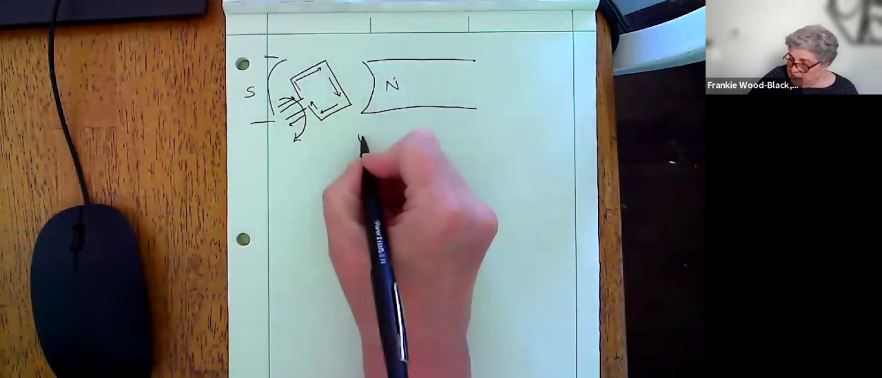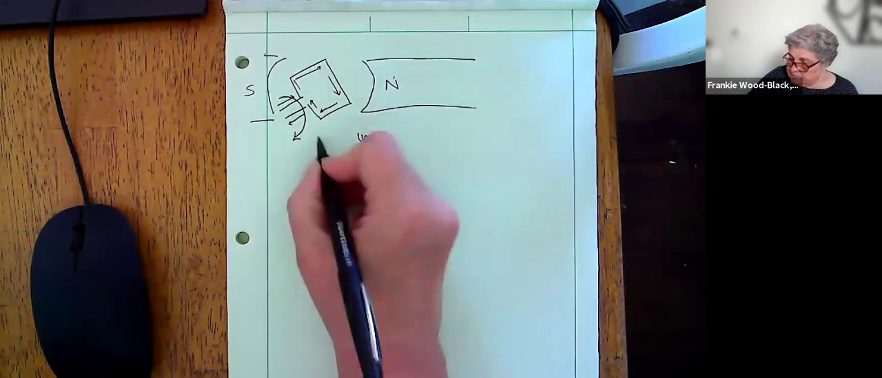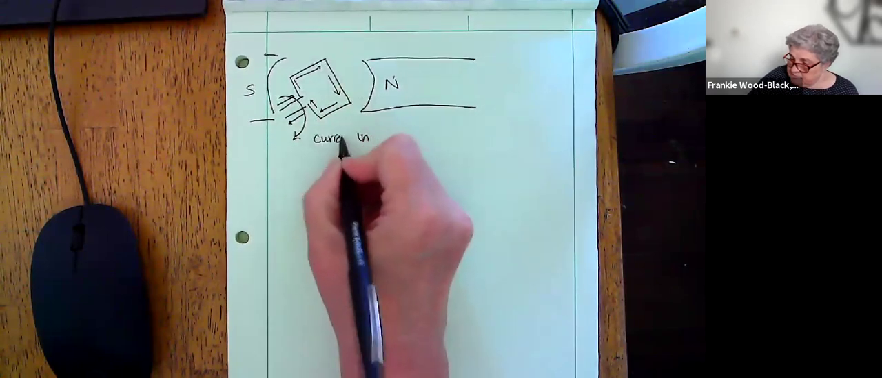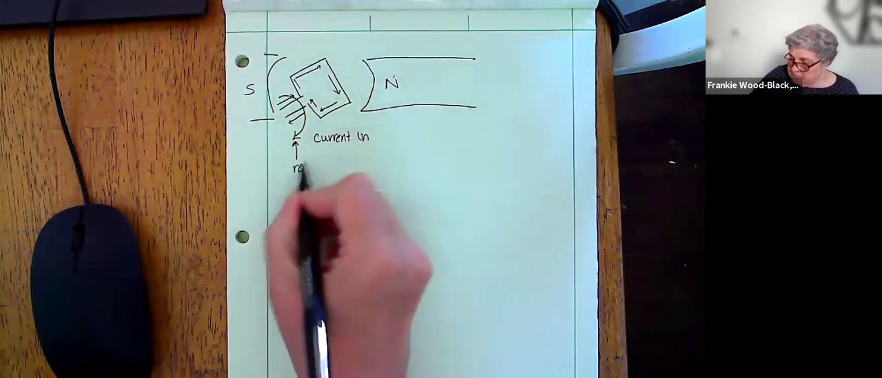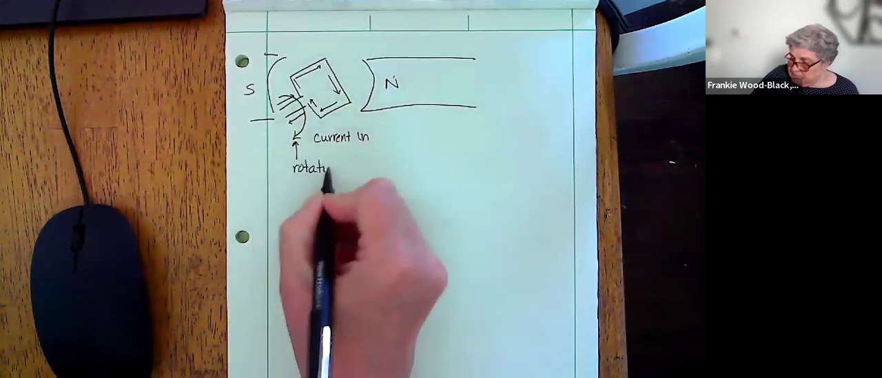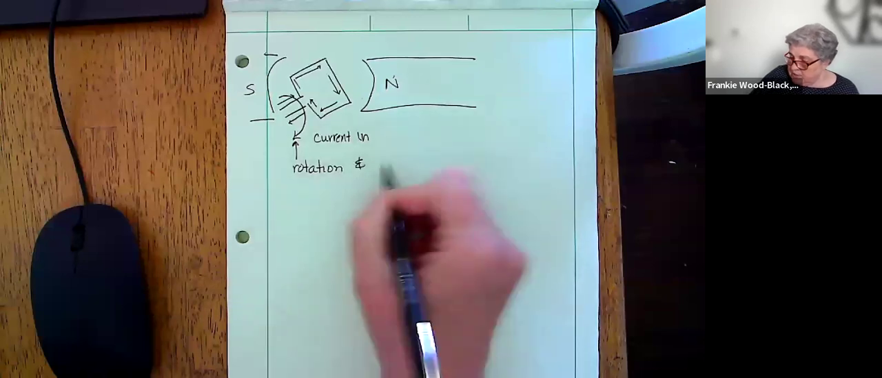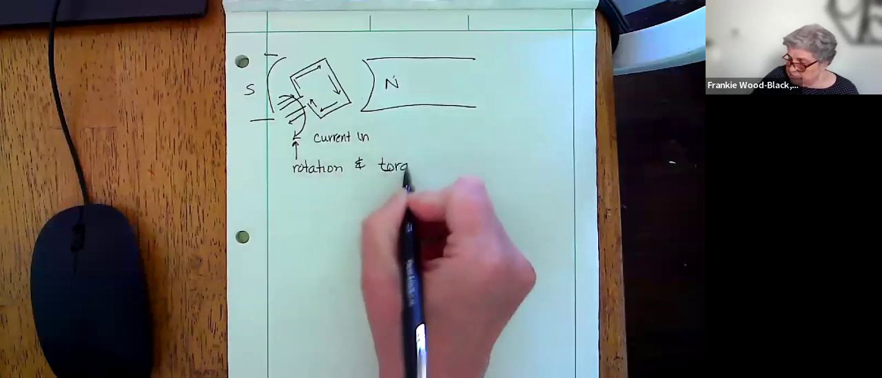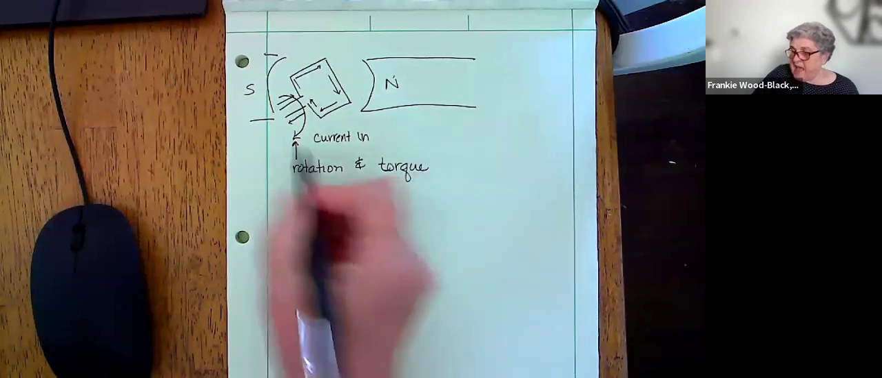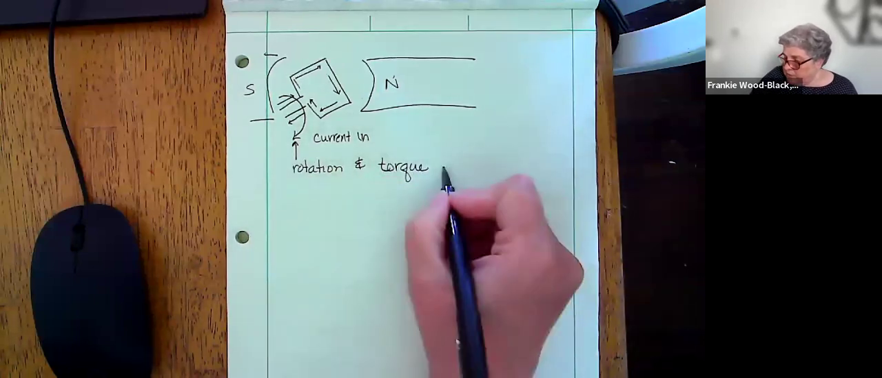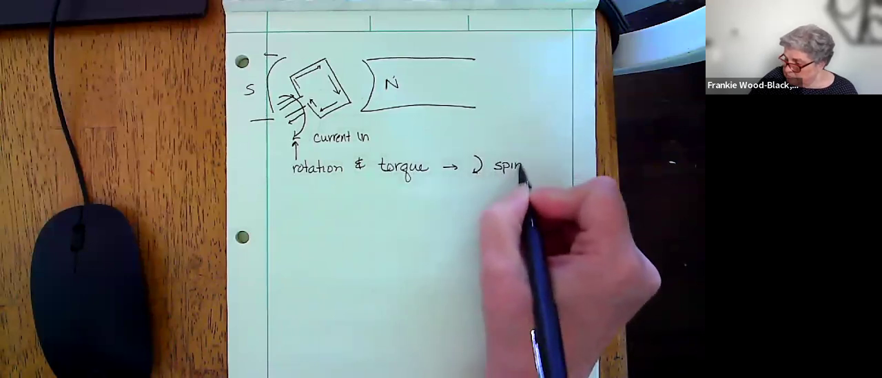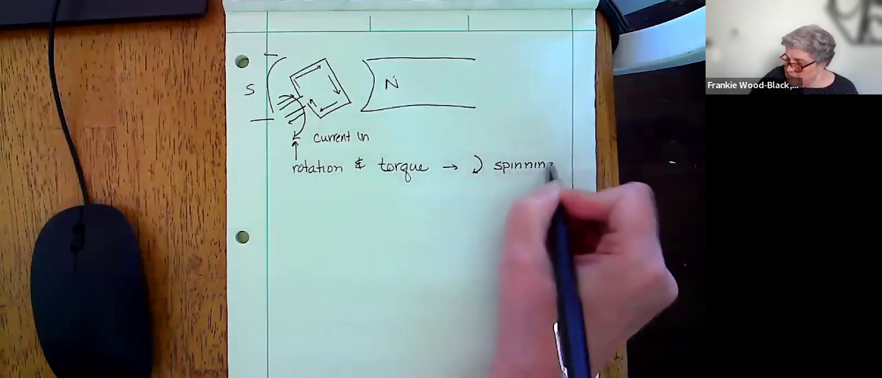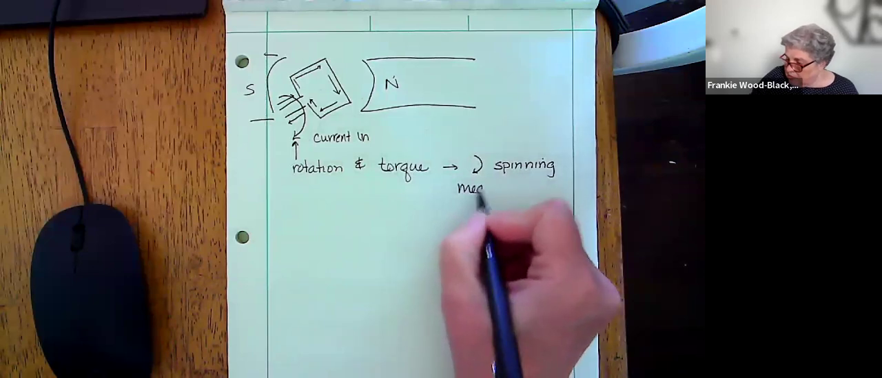So this is current in, we get a rotation and torque. And that rotation and torque results in spinning, which means we can do mechanical work.